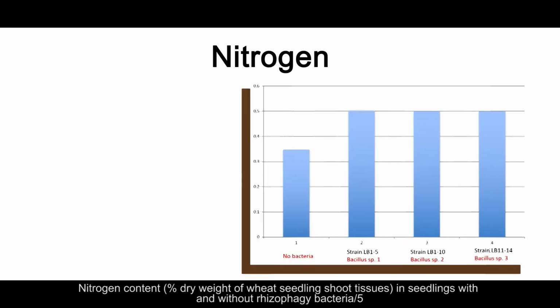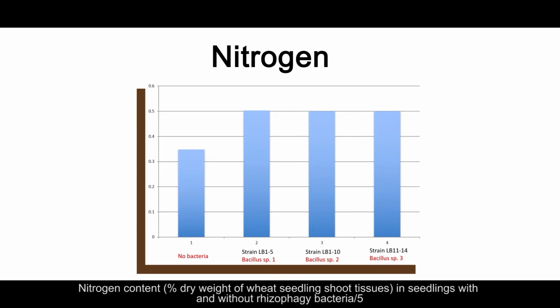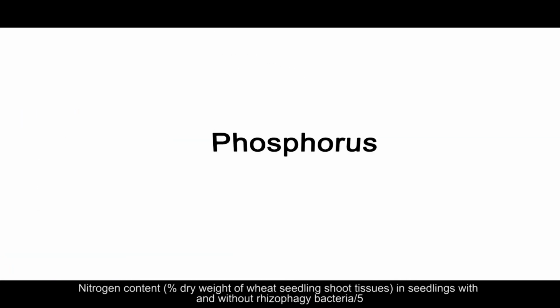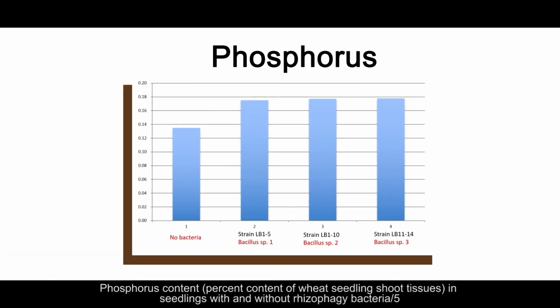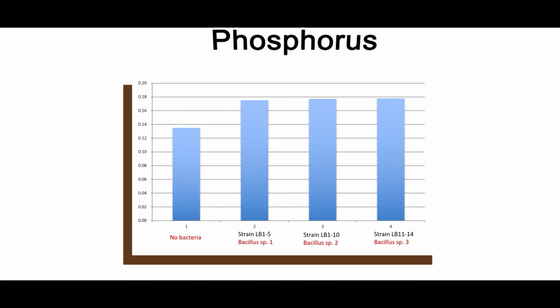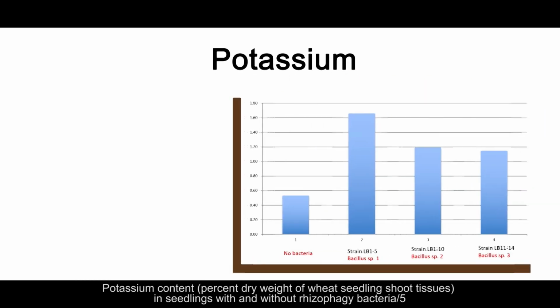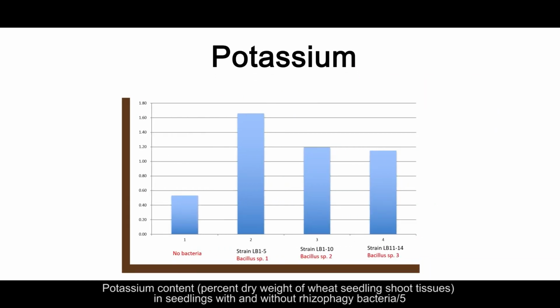Nitrogen. Nitrogen content in seedlings with and without rhizophagy bacteria. Phosphorus. Phosphorus content in seedlings with and without rhizophagy bacteria. Potassium. Potassium content in seedlings with and without rhizophagy bacteria.